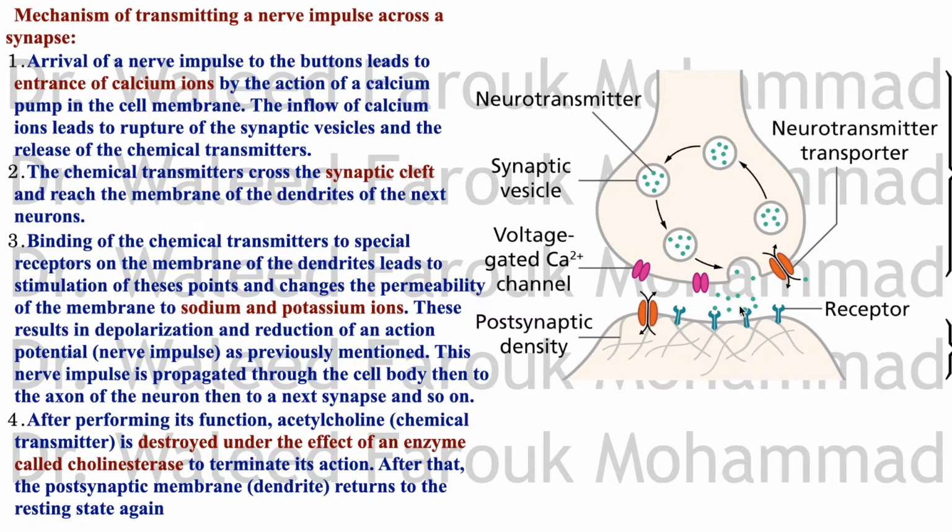Okay, so now the neurotransmitter is in the synaptic cleft. The chemical transmitter binds to special receptors on the membrane, as you can see, there are receptors here. When binding to the receptor happens, there is a change in the permeability of the postsynaptic membrane to sodium and potassium. That means we start a new action potential in this neuron. Do you see what I mean? Resulting in depolarization by the action potential that came through the axon. The nerve impulse is propagated through the cell body, then to the axon of the neuron, then to the next synapse, and so on.